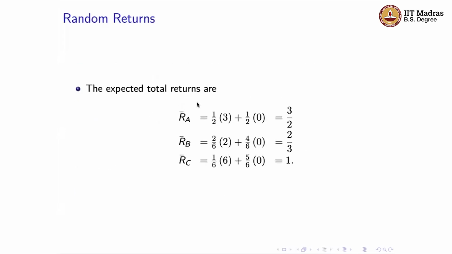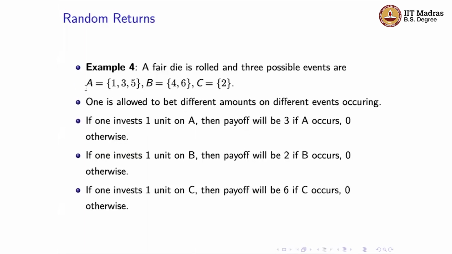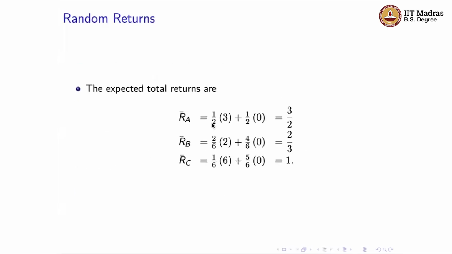Okay, we can calculate the expected total returns. So the return, if you put in the money on event A occurring, is given by half into 3 plus half into 0. Where do we get the half from? Remember, it's a fair die, so the probability of event A happening is 3 by 6 or half. If event A happens, you get 3, so that's where you get the 3 from here. And if event A does not happen, which happens with, again, probability half, you get 0, so you end up getting 3 by 2.